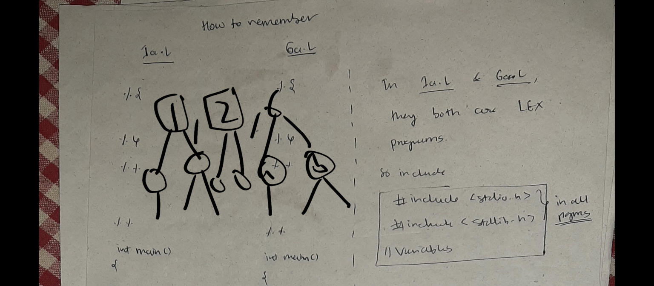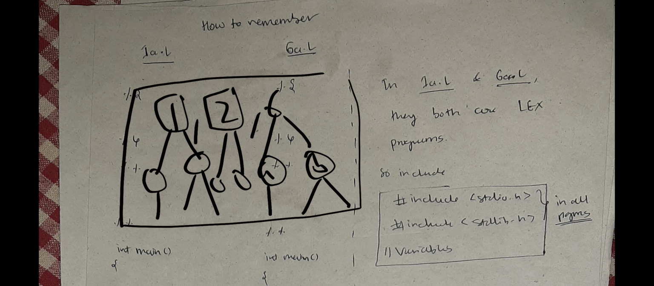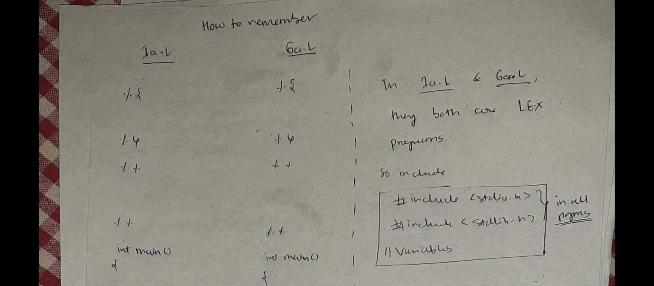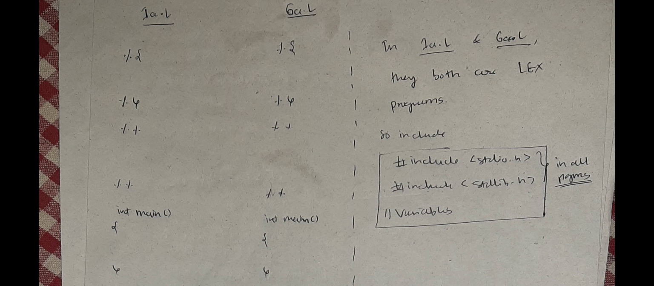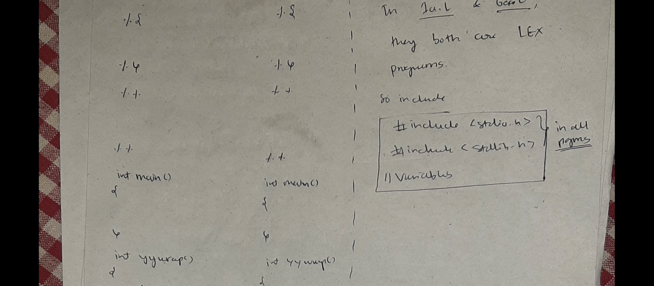So to get started with remembering these things, the first thing you have to remember is the format. In the format there are three things. This is the first thing, this is the second thing, and the third thing is the int main. For all of the programs you have to keep this in mind. This is the standard format.